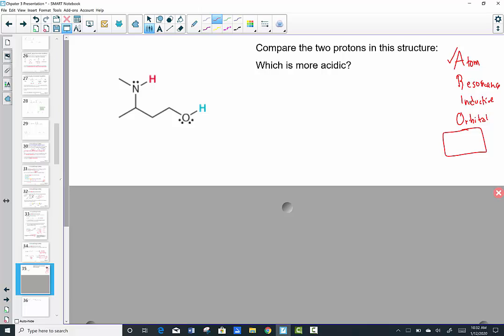What about the atom? So here are our protons, highlighted in red and highlighted in blue. The first, highlighted in red, is attached to a nitrogen. The next, highlighted in blue, is attached to an oxygen. Since these are in the same row, and that row is number 2, same period, size is not really an influence. Because they're in the same row, we have to go by electronegativity.